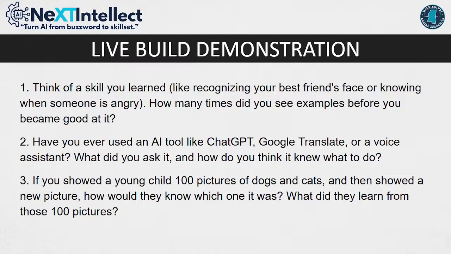For our live build demonstration, think of a skill you learned, like recognizing your best friend's face or knowing when someone is angry. How many times did you see examples before you became good at it? Okay, we've noted the difference between humans and machines before, of us also not just taking the images and being able to store and have memories in the brain. We tie experience into it.